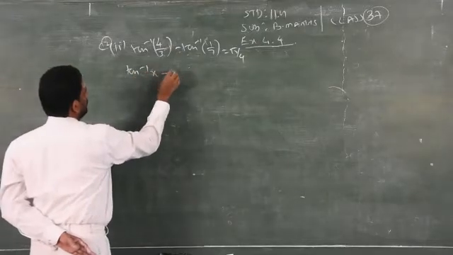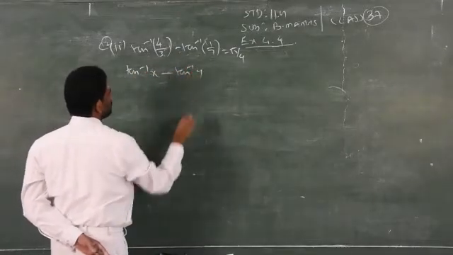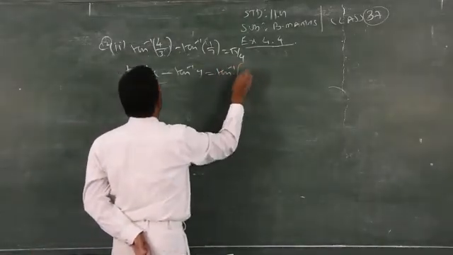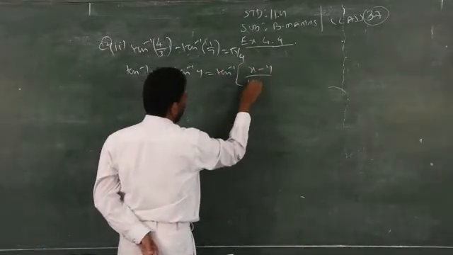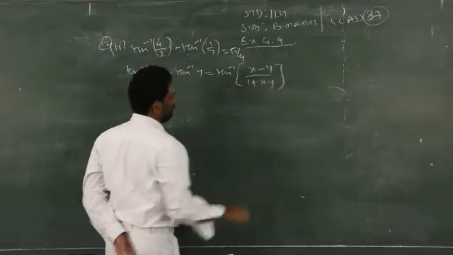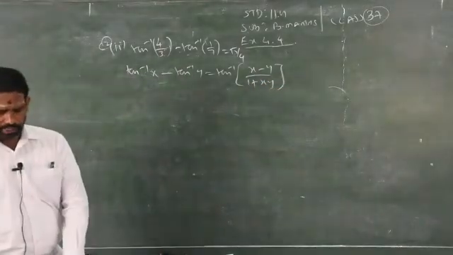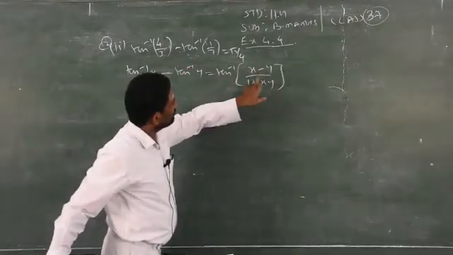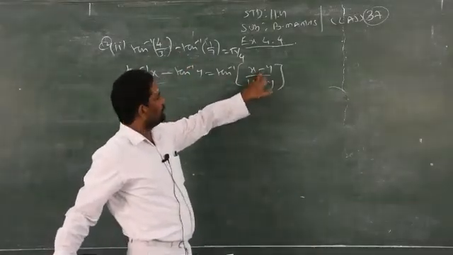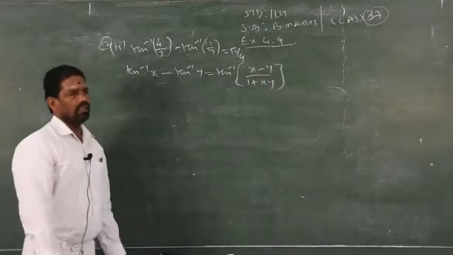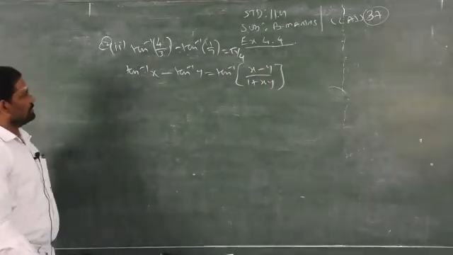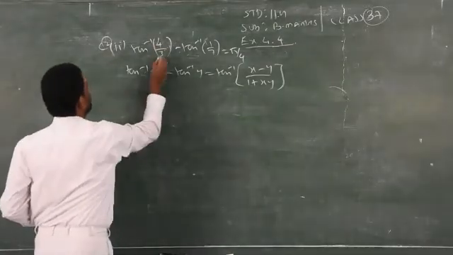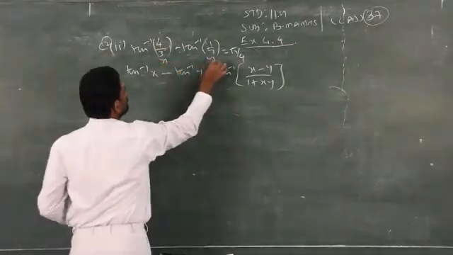Tan inverse of x minus tan inverse of y is equal to tan inverse of x minus y by 1 plus xy. So this is the formula for minus. Clear? If it is given plus, the minus will become plus, plus will become minus. Just you have to change the sign in tan inverse of x minus tan inverse of y. Just in the place of x, what is given? This is x and this is y.